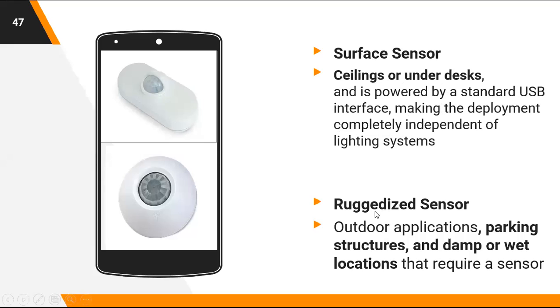The second kind of light sensor is the ruggedized sensor, which is used in parking structures, wet locations and damp places. Where there is a requirement for a sensor in such conditions, you can go for this ruggedized sensor. So this is all very interesting.